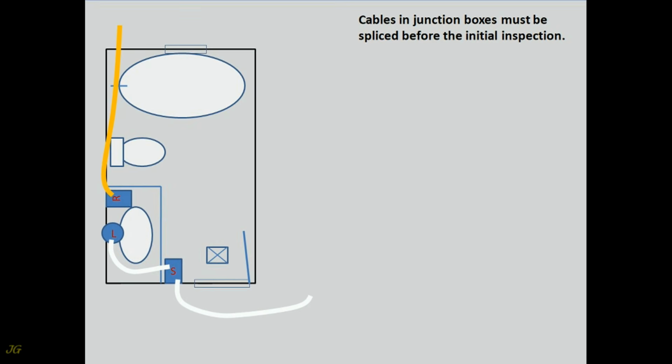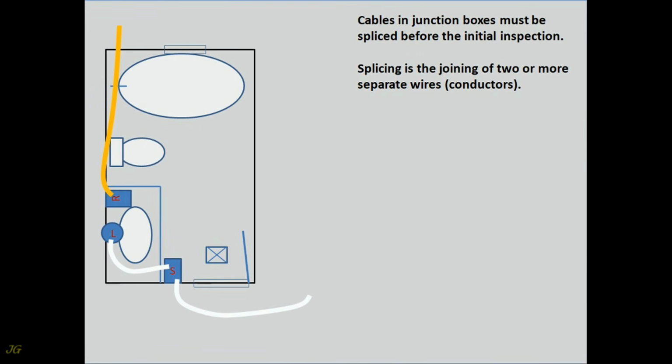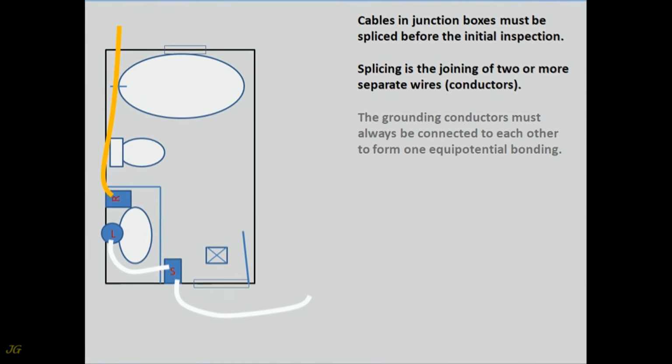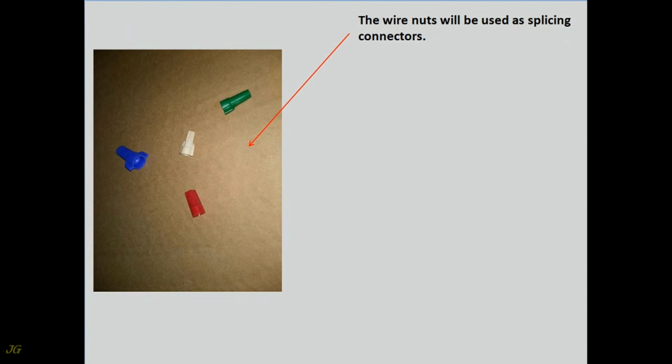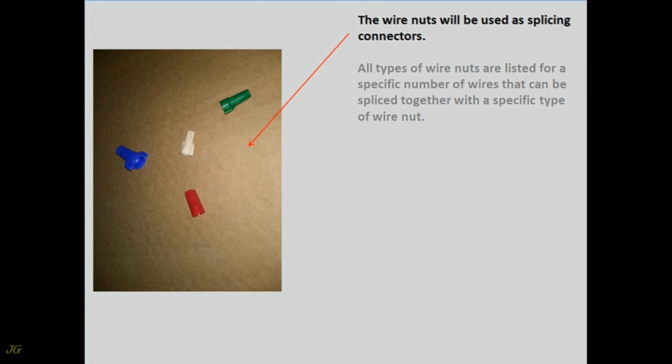Cable splicing. Cables in junction boxes must be spliced before the initial inspection. Splicing is the joining of two or more separate wires, conductors. The grounding conductors must always be connected to each other to form one equipotential bonding. The wire nuts will be used as splicing connectors.